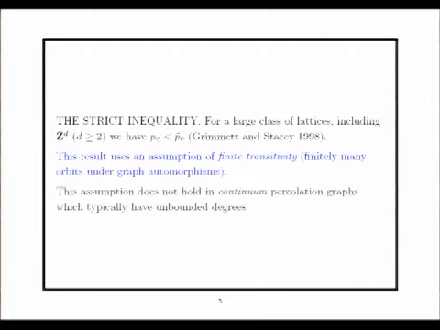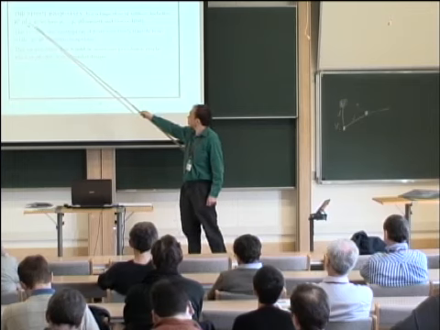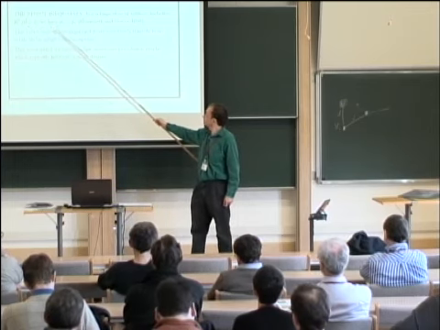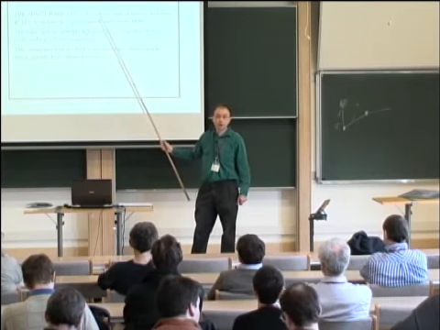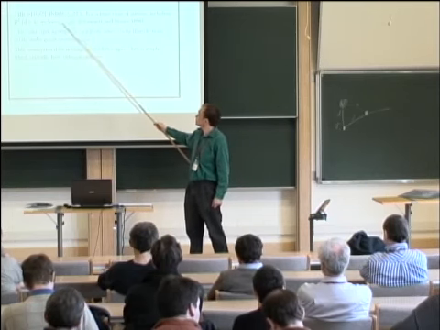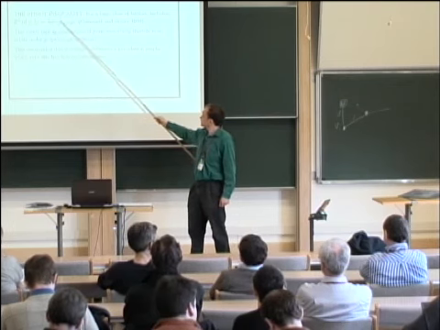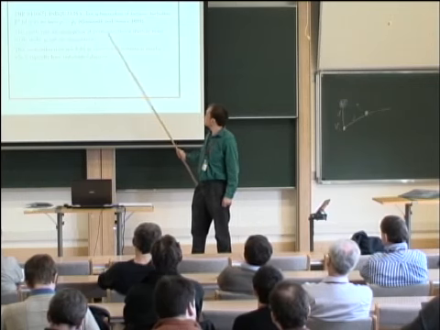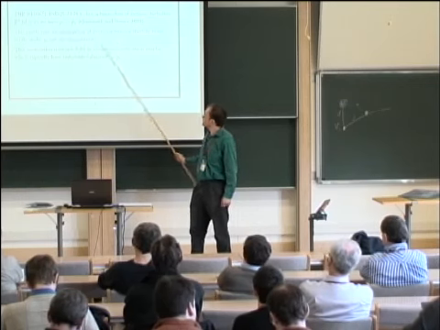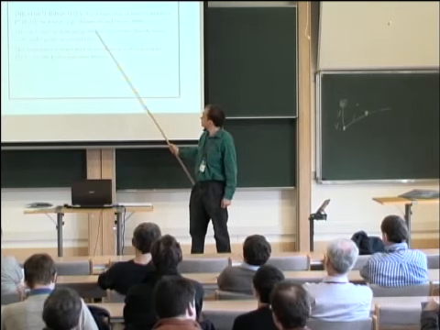So the general result from Grimmett and Stacey in 1998 was that for a large class of lattices, which includes the two-dimensional lattice, the site percolation critical point is strictly bigger than the bond percolation critical point. And there's an assumption in that theorem that there are finitely many orbits under graph automorphisms.